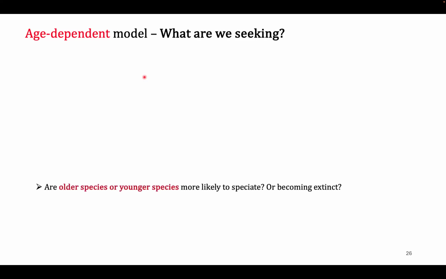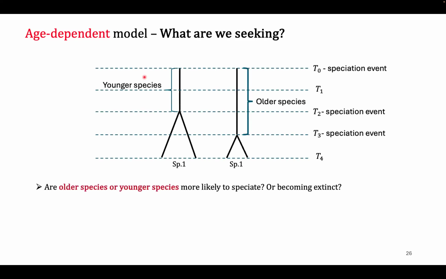So what are we trying to find using this age-dependent model? We are trying to answer a question like whether you tend to have this scenario where younger species are more likely to speciate or maybe become extinct, or whether you tend to have this scenario for your data where older species are more likely to speciate, for example.